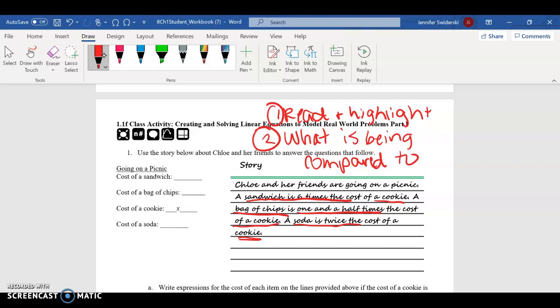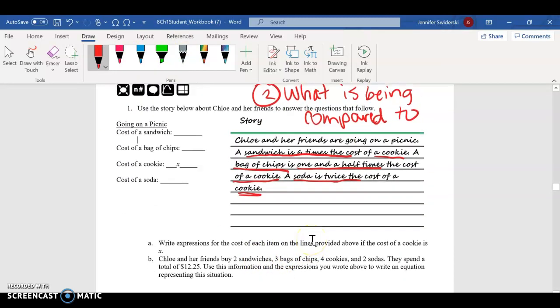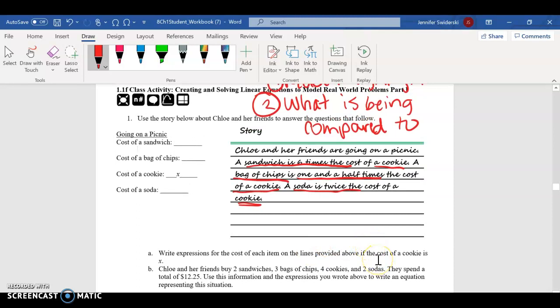Miss Tversky, can I make cookie C if I wanted to? Sure, that's up to you. They just use the variable X because remember, a variable stands for an unknown. So now what we need to do is go through, and it says write an expression for each cost of the item on the lines provided above if the cost of a cookie is X. Well, the cost of a sandwich is 6 times the cost of a cookie. Well, how can I say 6 times the cost of a cookie if cookie is X? Well, it has to be 6X.